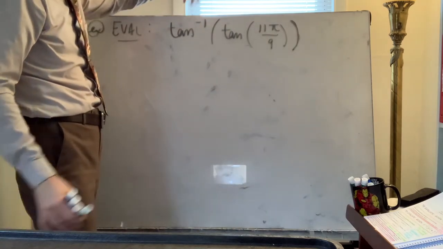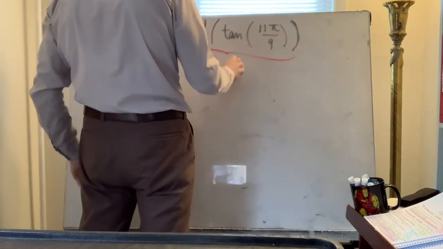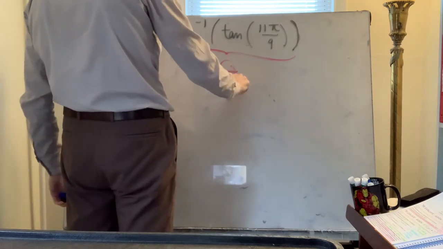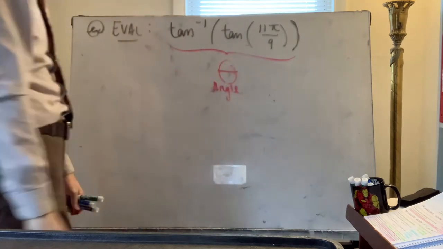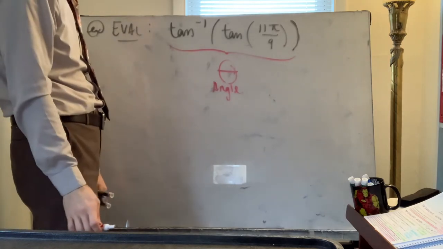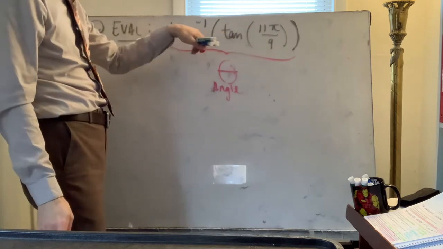Inverse on the outside, what are we looking for? Ultimately, this is going to be an angle. And again, I'm just partial to theta. It could be a T if you like, or some other letter. Let's figure out if this is in the acceptable range for tangents.